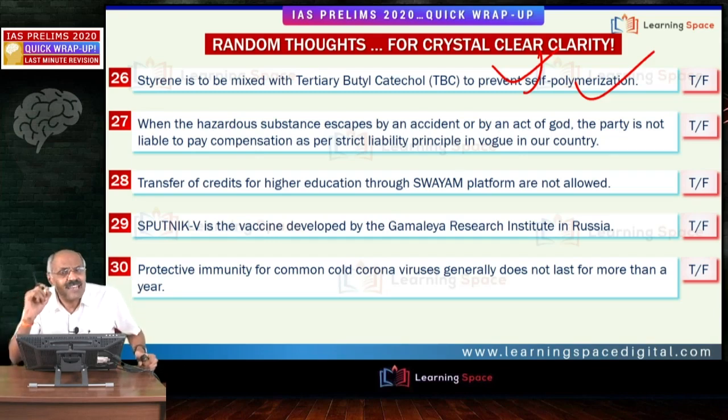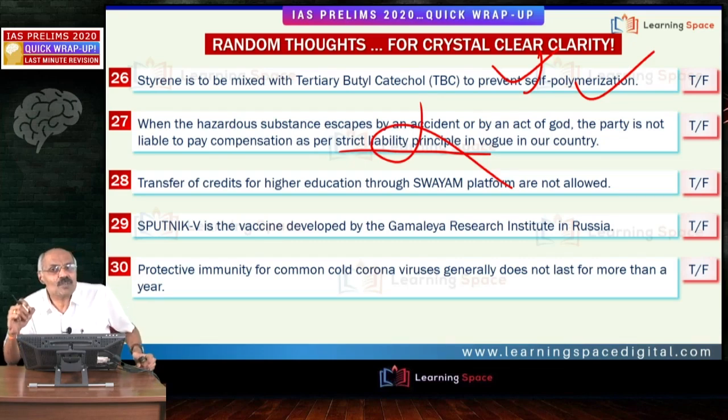So that is in fact the absolute liability principle. Friends, this strict liability principle is no more in vogue in our country. What is in vogue in our country is the absolute liability principle. Please correct this statement: whether it is due to negligence or not, whether it is due to circumstances beyond control or not, when such things happen, then the absolute liability principle comes into the picture. They have to pay compensation, it must be paid.